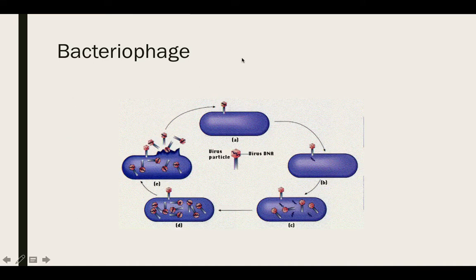So this is kind of describing it here as we have the first step. It attaches on, sends the DNA in. The DNA makes other little particles in here. The other particles then get synthesized and assembled and everything together through that process. They burst the cell wall and the viral particles can go out to do it again.